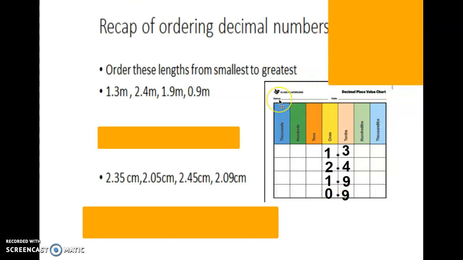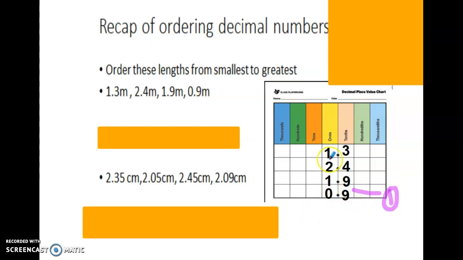First, like yesterday, we need to order them in the place value chart. So 1.3, 2.4, 1.9, 0.9. Then look at the highest place value. When we are ordering smallest to greatest, look at the place value. So all are having only ones place, and this is the smallest number. So this will become first.